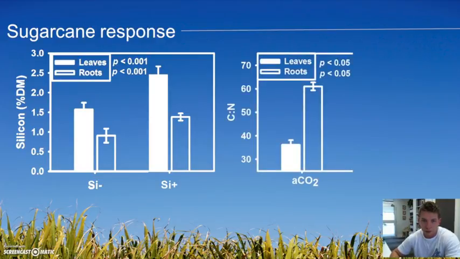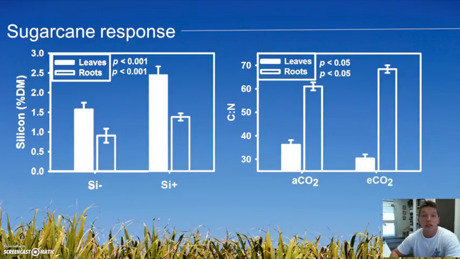Now, if you remember, I also mentioned the carbon to nitrogen ratio and how this is expected to increase in many plants in response to elevated CO2. So I measured the carbon and nitrogen in the sugarcane, and I did find a small but significant increase in the CN ratio of the roots.